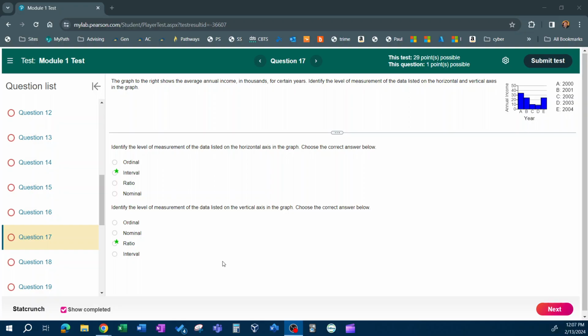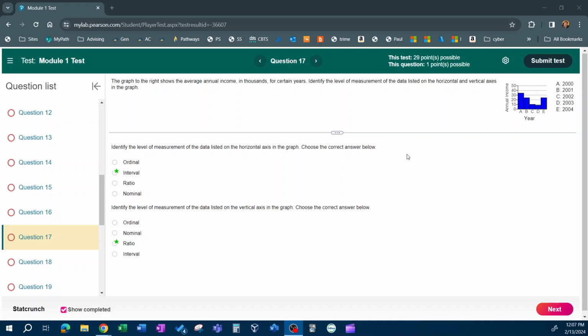I wanted to go over a few things here. A problem on the test that students seem to struggle with, believe it or not, is the levels of measurement. I'm just going to show you two things that might help you. The first one is a question that has a graph like this. The question says, the graph to the right shows the average income in thousands for certain years. Identify the level of measurement for the data listed on the horizontal and vertical axes.